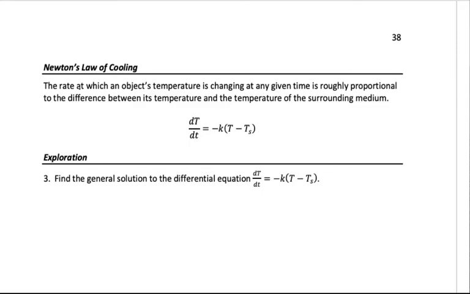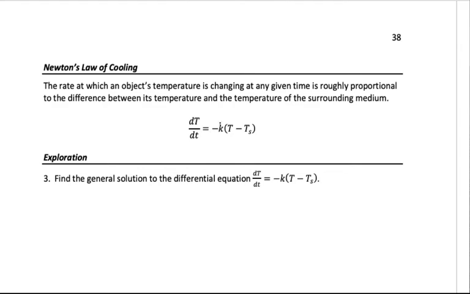So we have the rate at which an object's temperature is changing at any given time is roughly proportional to the difference between its temperature and the temperature of the surrounding medium. So that's what we have, current temperature and temperature of the surrounding medium. So that's just like what temperature your room is right now, okay? And this time they're specifically telling us that it's actually a negative proportion, okay?